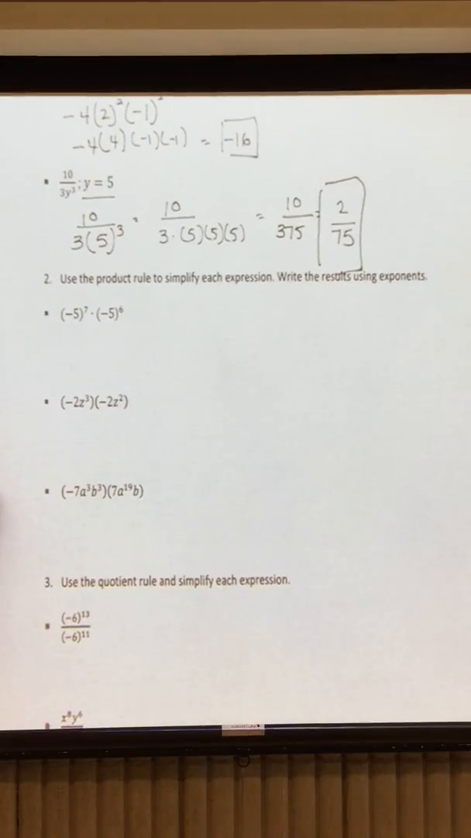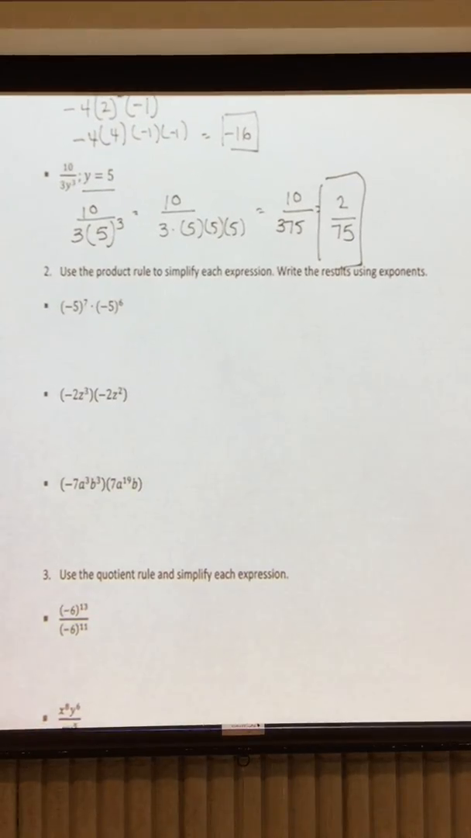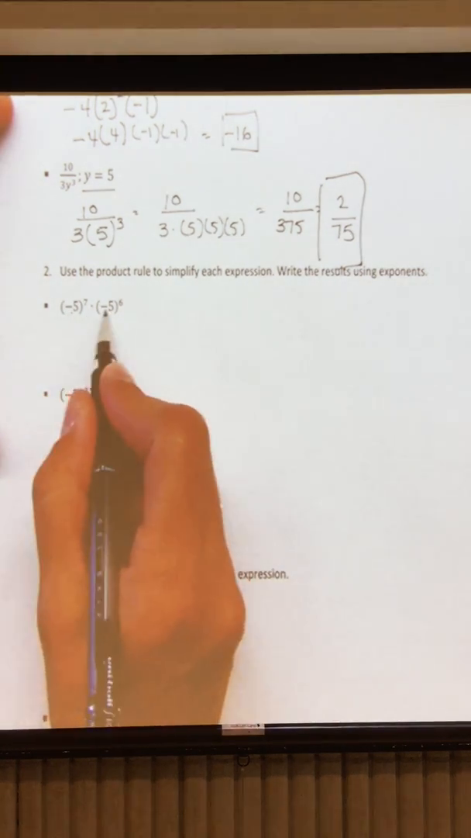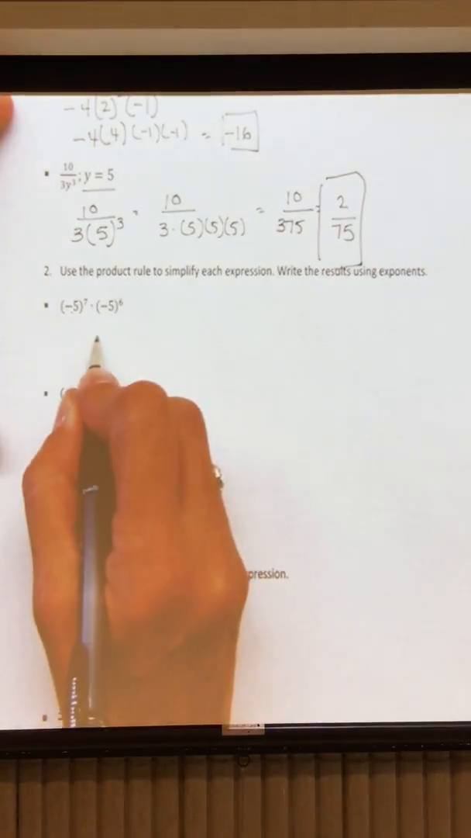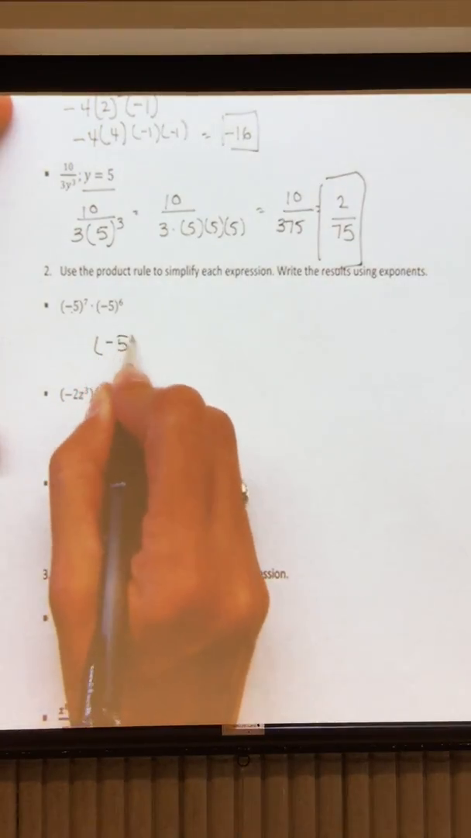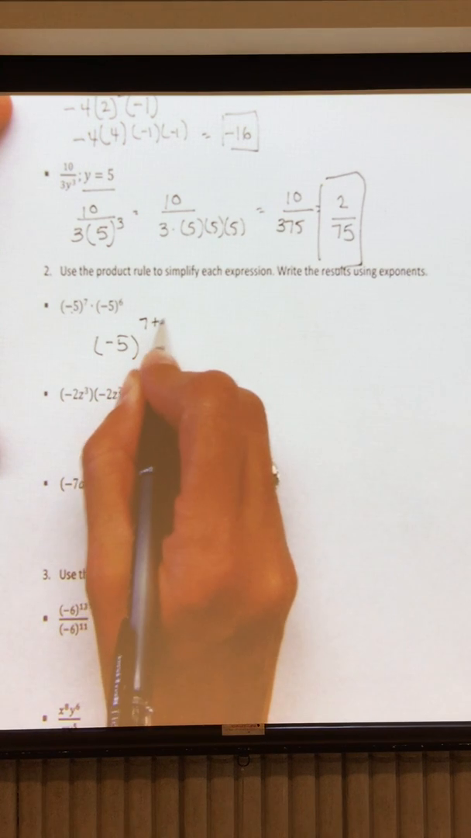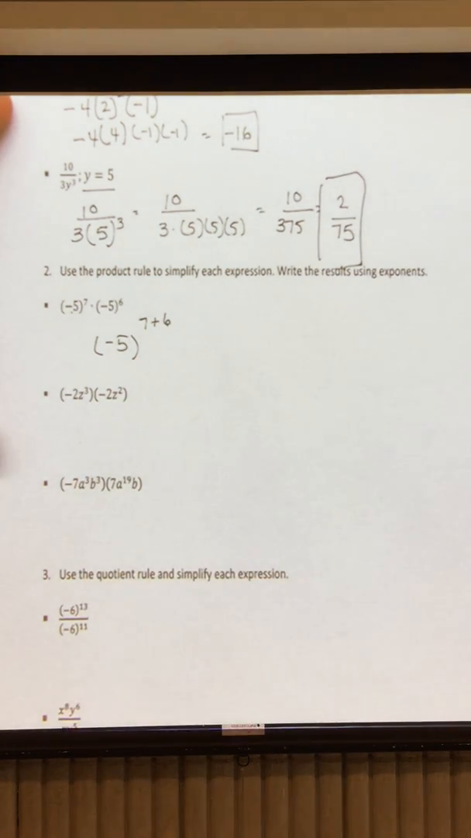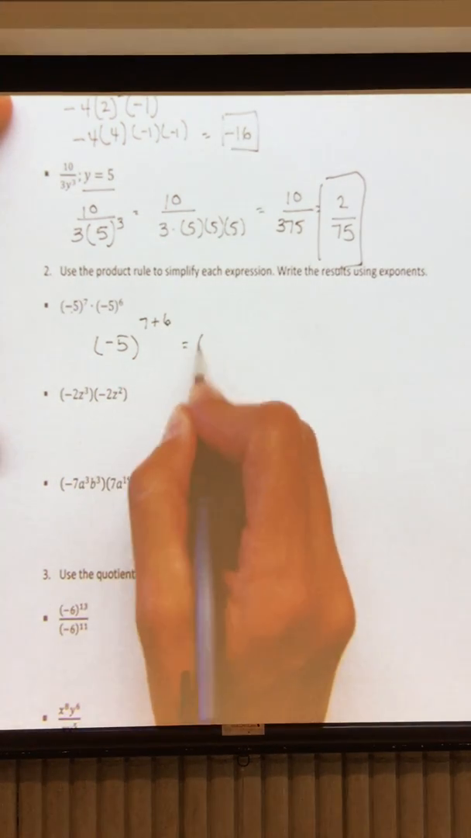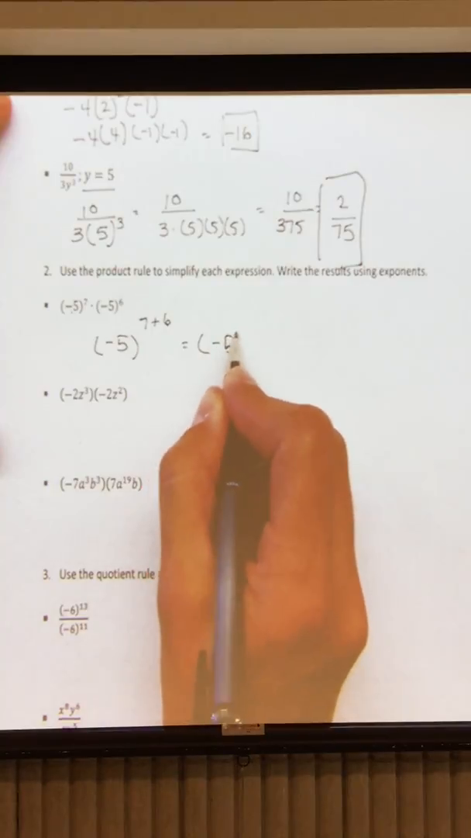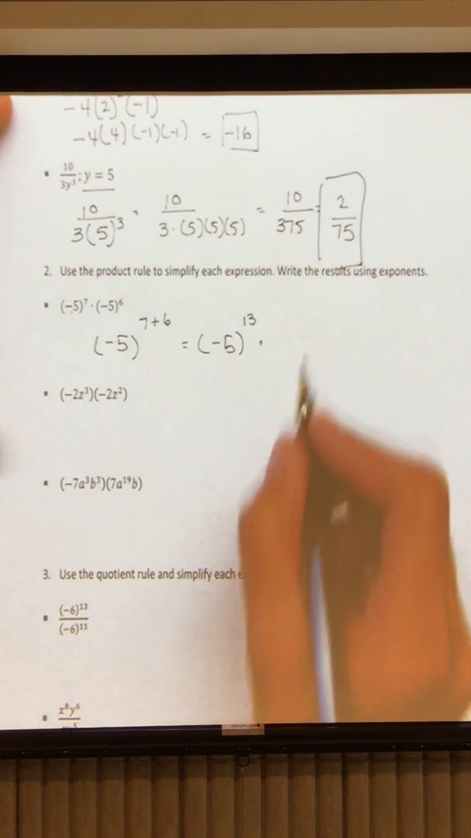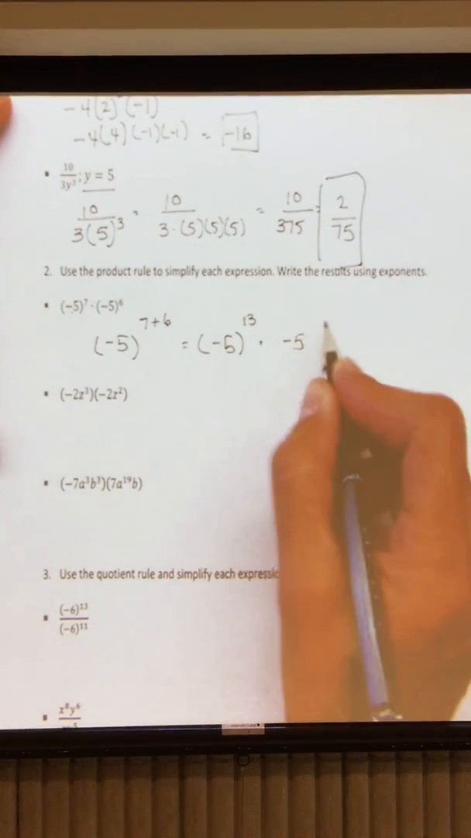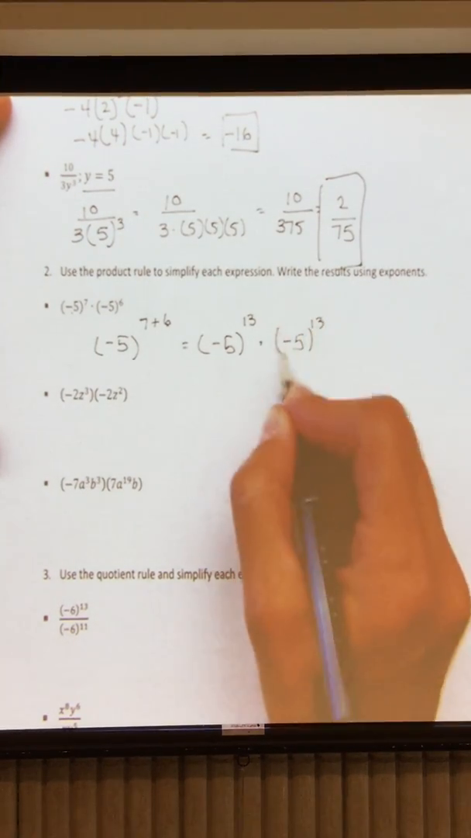Problem number 2, use the product rule to simplify each expression. So here what the product rule tells us is when we multiply exponents, we add the degrees. So here we have negative 5 and 7 plus 6. So we add the degrees, so negative 5 to the 13th power. And we can just leave that as the answer, negative 5 to the 13th power.